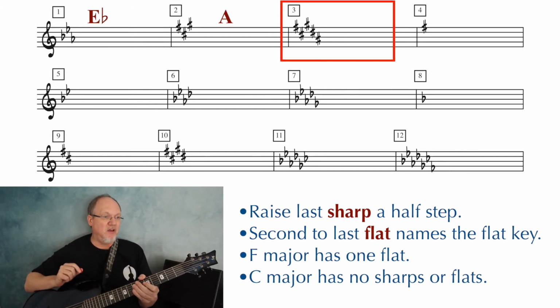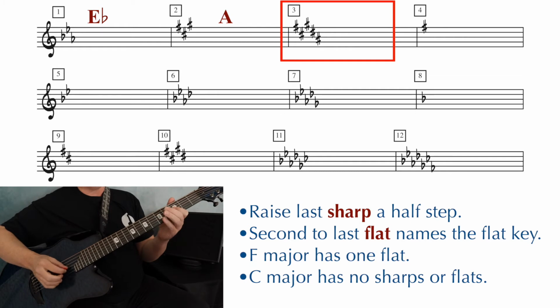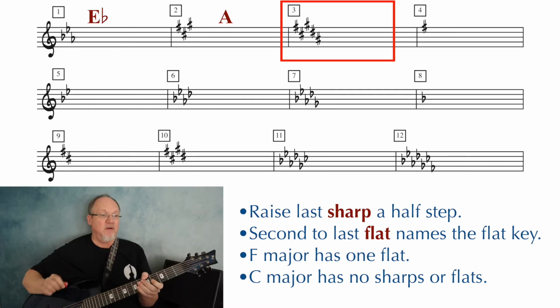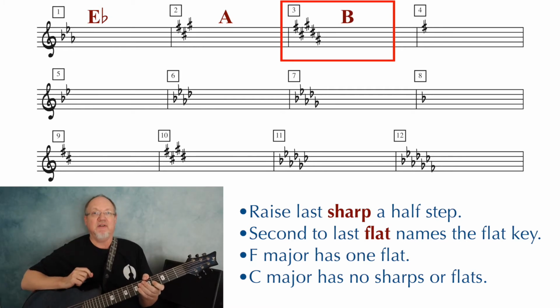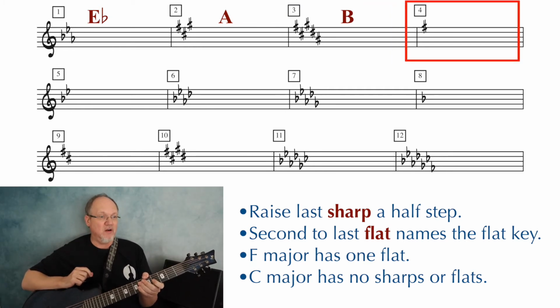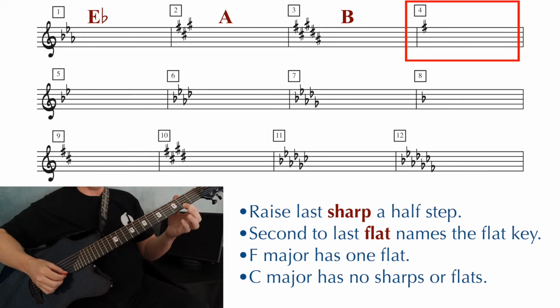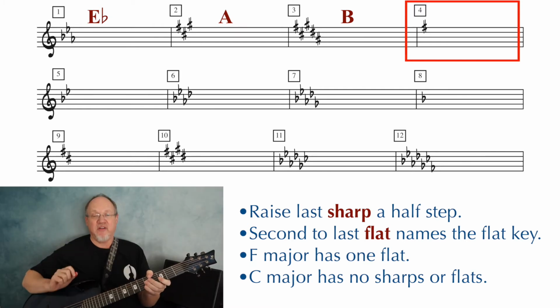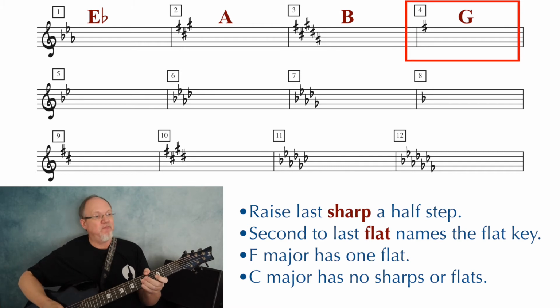Number 3, we have 5 sharps in the key signature. The last sharp is an A sharp. You take that A sharp, raise it a half step. You're on a B. Number 3 is the key of B major. Number 4, we have an F sharp, and only an F sharp, so we raise that one F sharp a fret or a half step. We're on a G. That puts us in the key of G major.